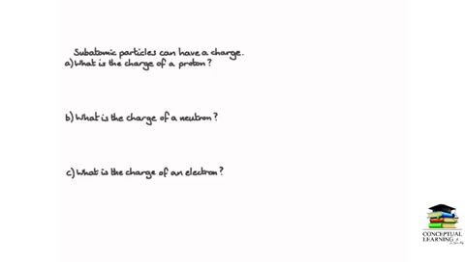Subatomic particles can have a charge. What is the charge of a proton? What is the charge of a neutron? What is the charge of an electron? Subatomic particles, generally speaking, are particles smaller than an atom, although there are some exceptions. But the only three that chemists generally worry about are protons, neutrons, and electrons.